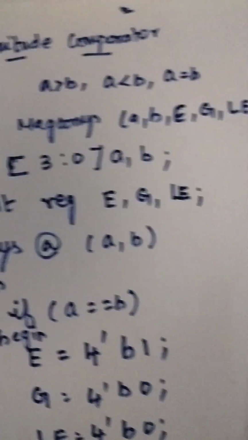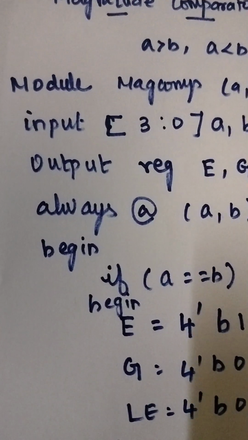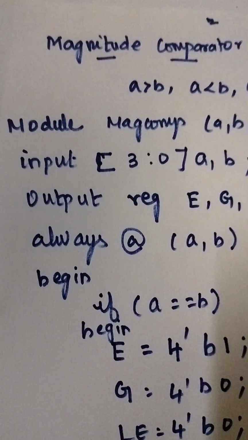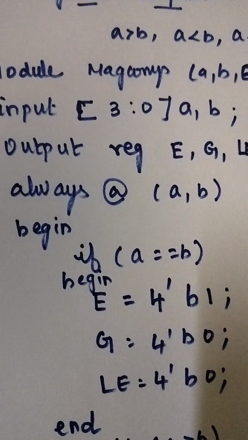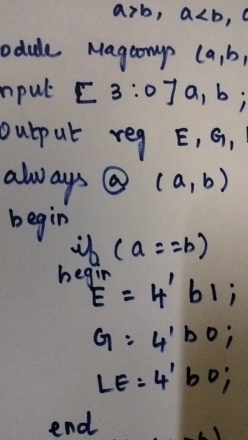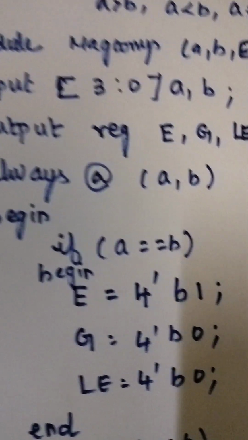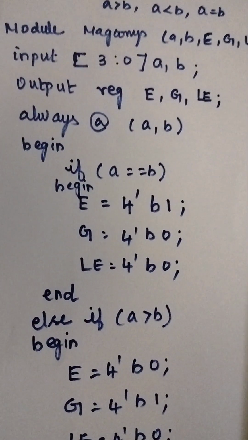So whenever you are writing the program for any logic, you have to start with module, give the name, and input and output. Here I have taken a vector, so I have taken 4 bits. So the vector representation is [3:0]. Your input is a comma b, and your 3 outputs e, g, and l.